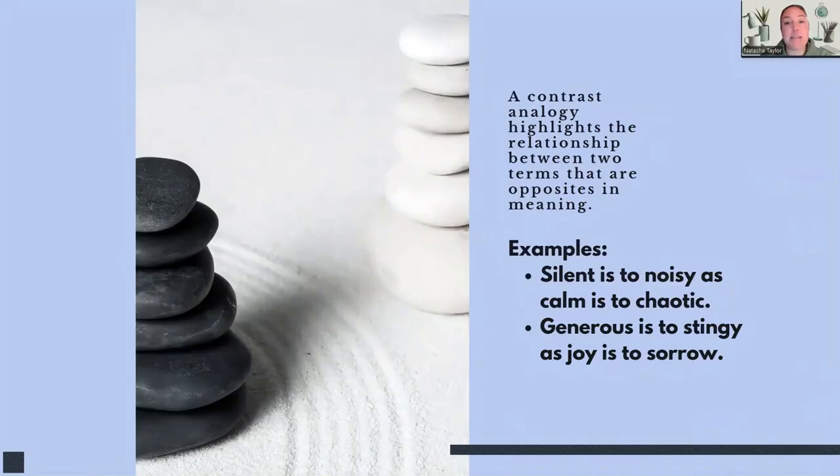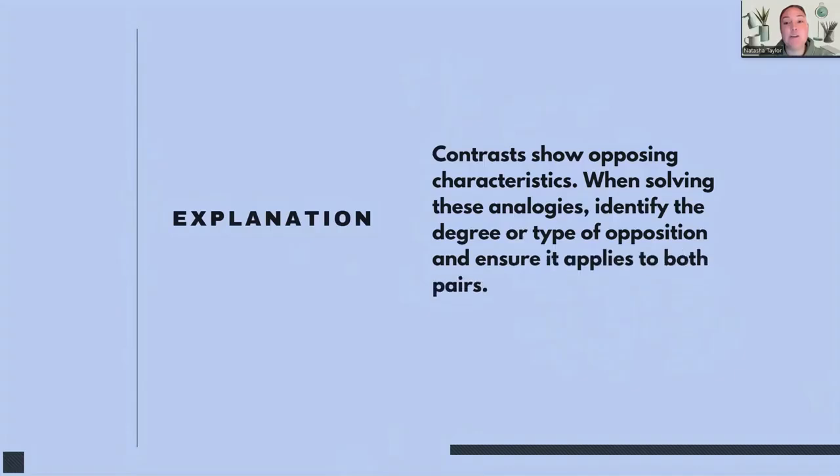Some examples are: silent is to noisy as calm is to chaotic. Generous is to stingy as joy is to sorrow. Explanation: contrasts show opposing characteristics. When solving these analogies, identify the degree or type of opposition and ensure it applies to both pairs.